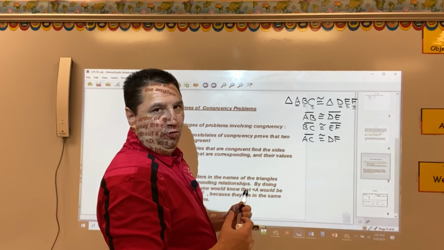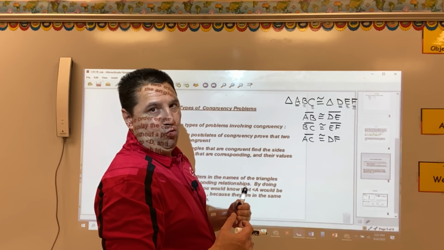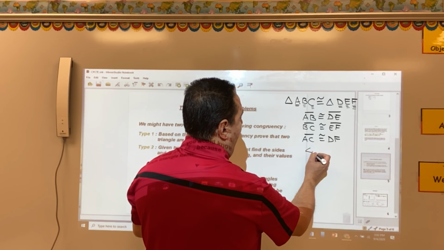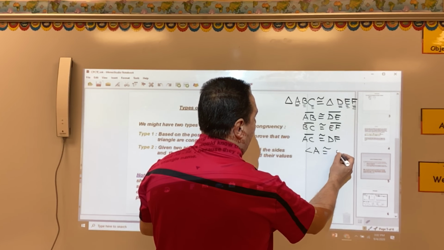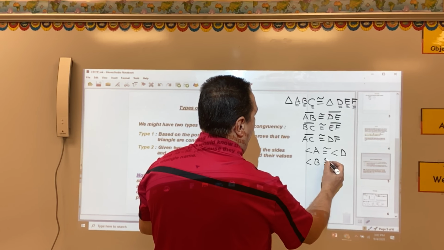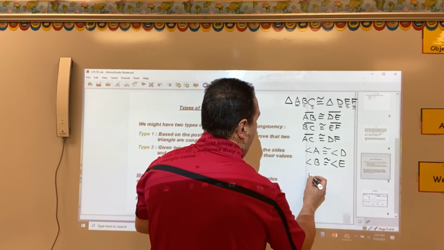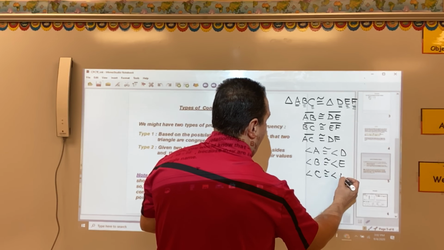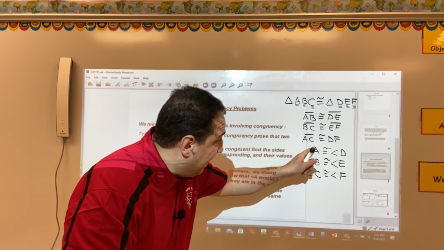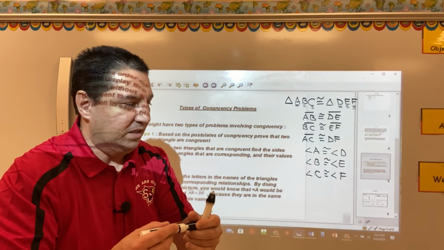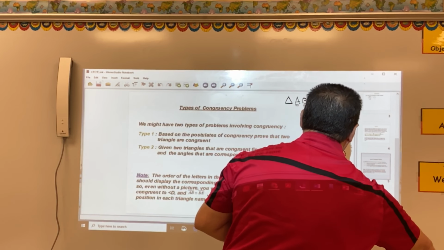Now, we have to write another congruency statement for angles. So, we have angle A congruent to angle D, angle B congruent to angle E, angle C congruent to angle F, because these letters are in the same position. They are corresponding. Good.